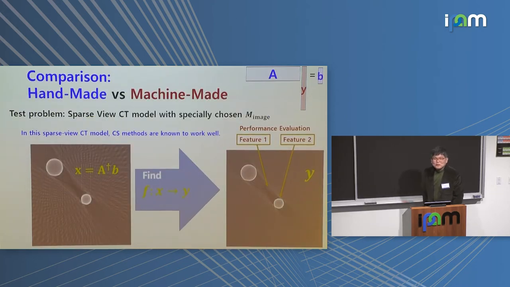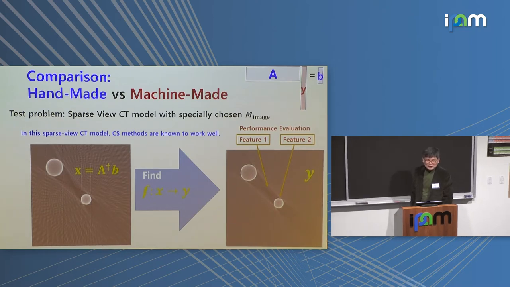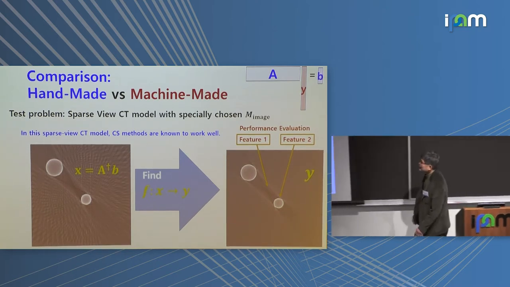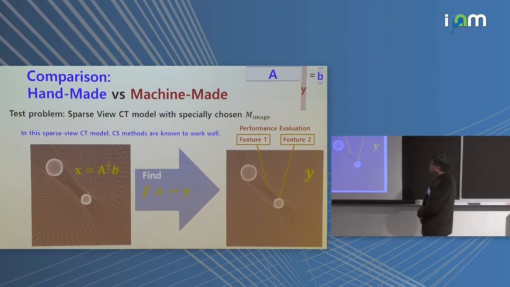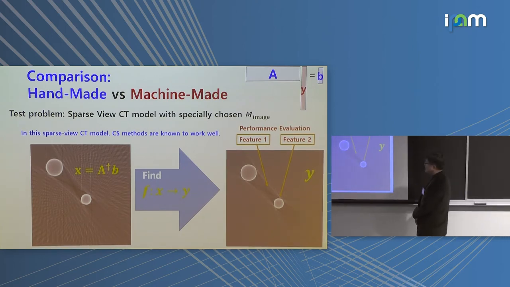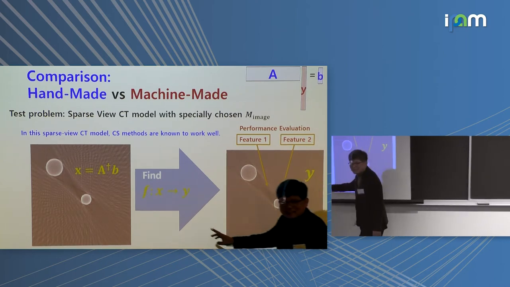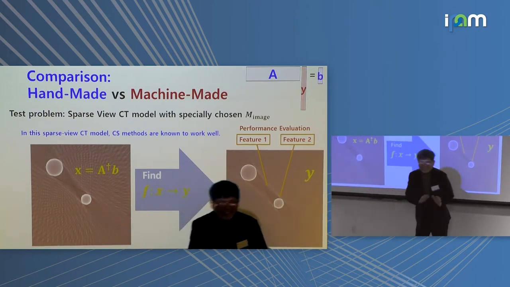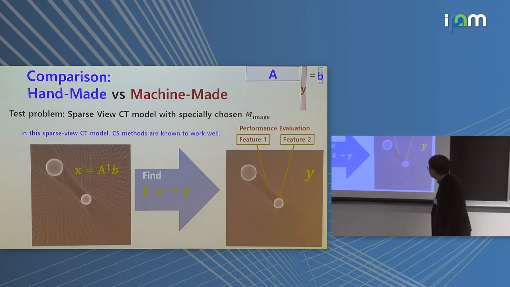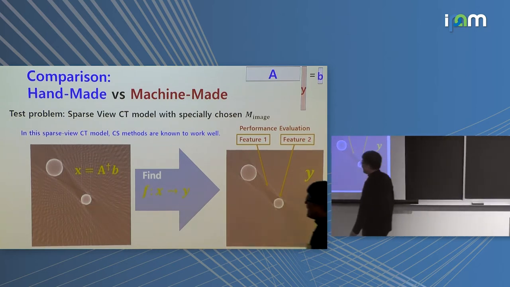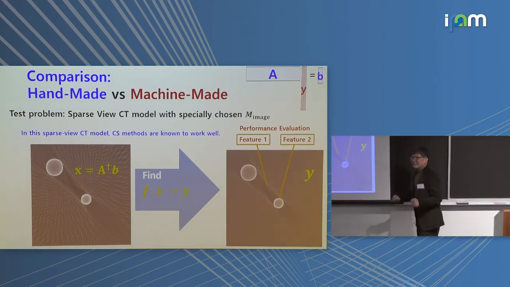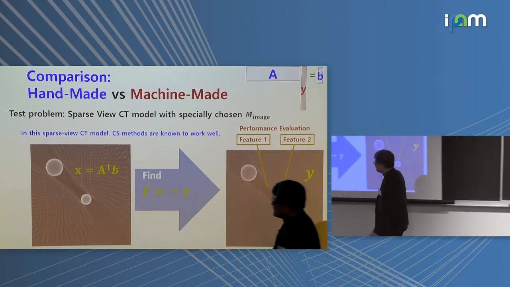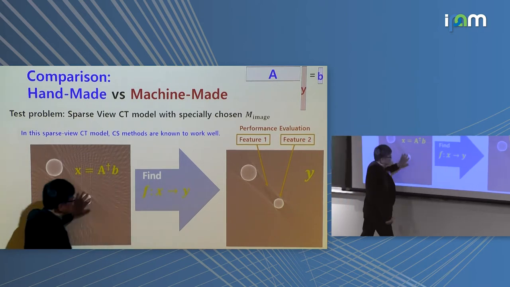So I tried a comparison using the sparse view CT model. For the sparse view CT model, compressed sensing methods are known to work very well. But this special example is a bit different. I tried to make this example. Okay, I tried to find this function from here to here, and I tried to remove this type of heavy noise.